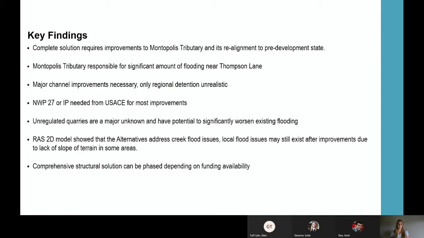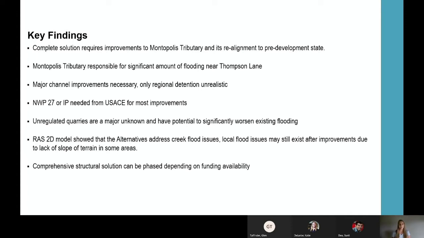For all of these, or most of these improvements, you're going to need some sort of nationwide permit 27 or an individual permit from the United States Army Corps. And to kind of reiterate what we have been going through, as Glenn said, these unregulated quarries are a major unknown and have the potential to significantly worsen the flooding in this area. So it's important to work with property owners to help prevent any kind of worsening of the flooding.